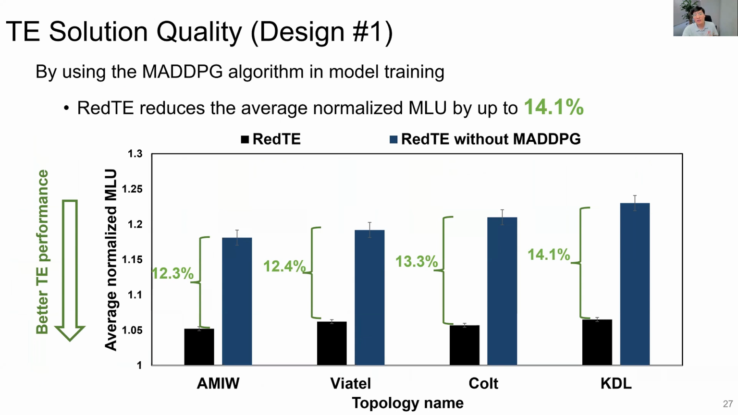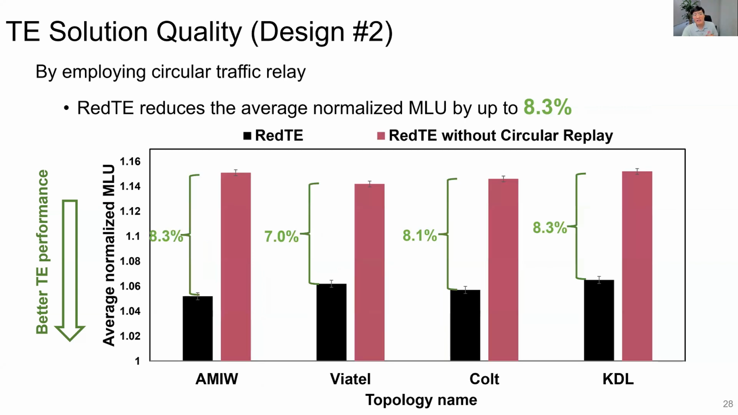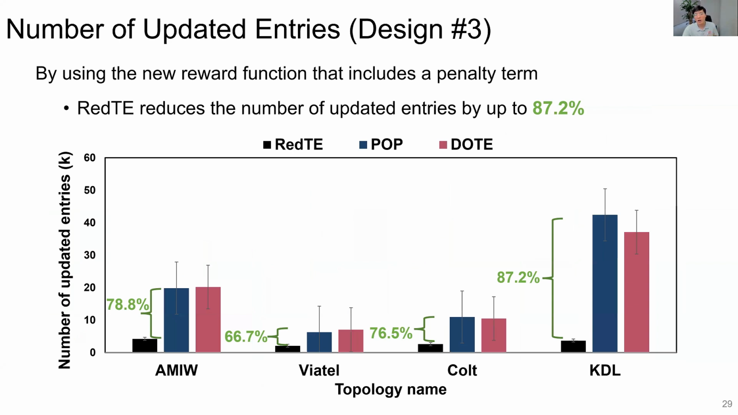Then, let's break down the performance of RedTE. We test the contribution of each of the 3 designs to the TE performance. By introducing MADTPG in model training, all agents can cooperate with each other to achieve global optimization. RedTE reduces the MLU by up to 14%. By employing circular traffic replay, the model converges better. RedTE reduces the MLU by up to 8%. By using the proposed reward function, RedTE reduces the number of updated entries by up to 87%.